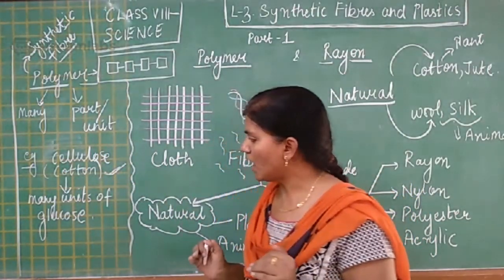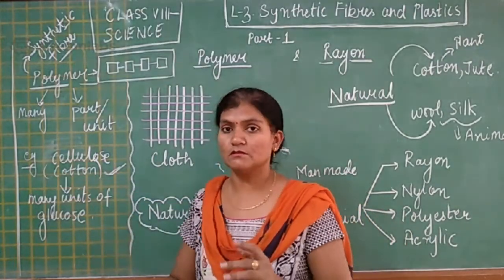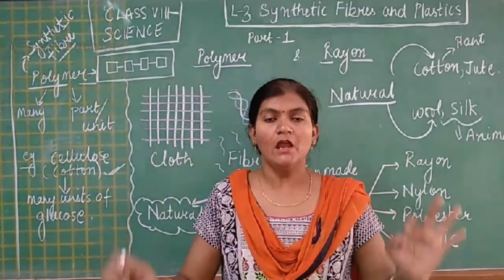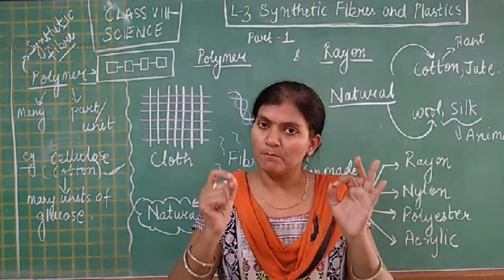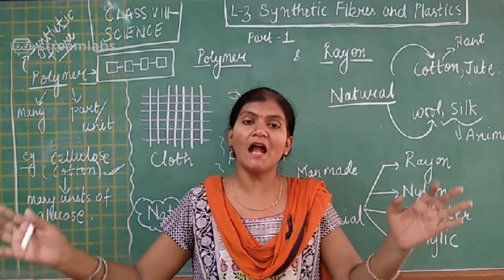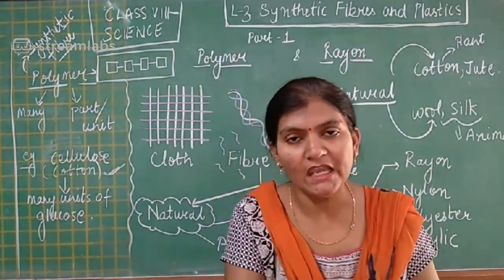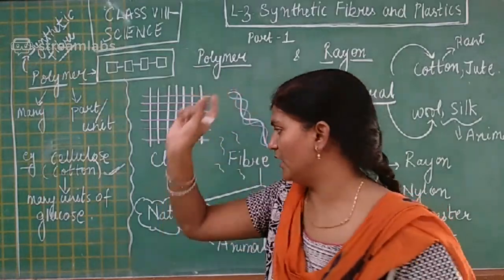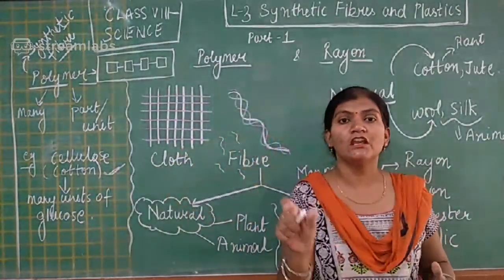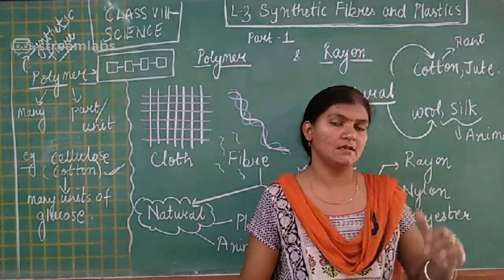Okay. Now this cotton is, as I showed you, suppose this whole is cotton. Now this cotton is made up of many small units which are combined together. So what is the name of the individual unit? The name of the individual unit is glucose.